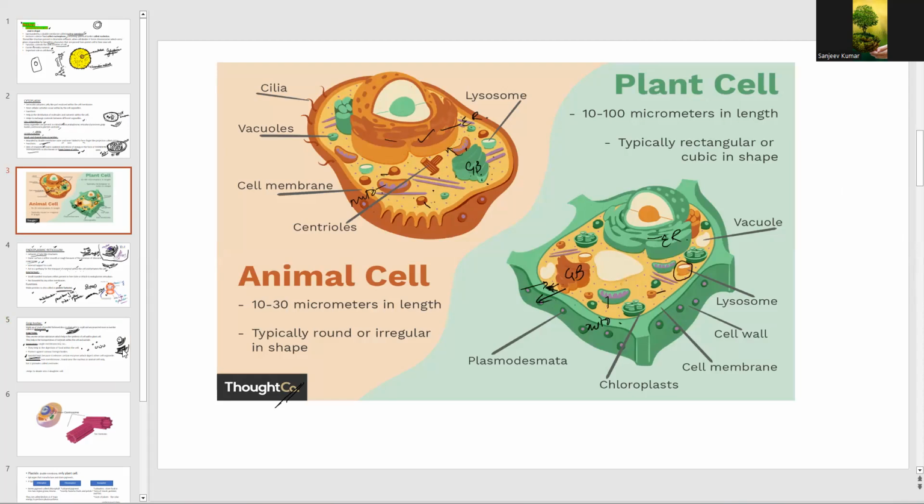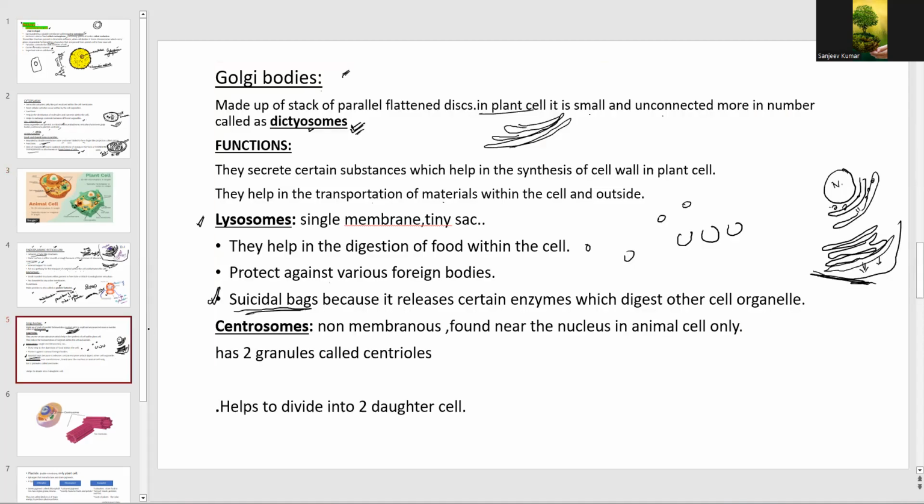Take the RBC, for example. When the RBC lifespan of 120 days ends, where will it go? It goes into the lymph section or the spleen section. Same here, lysosomes will be present. There will be such cells too. So these are called suicidal bags.